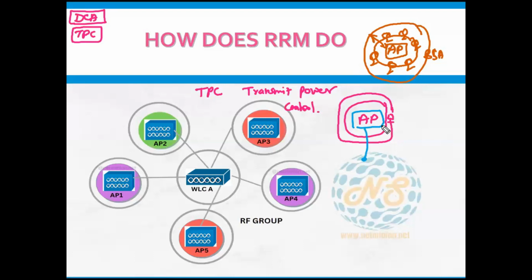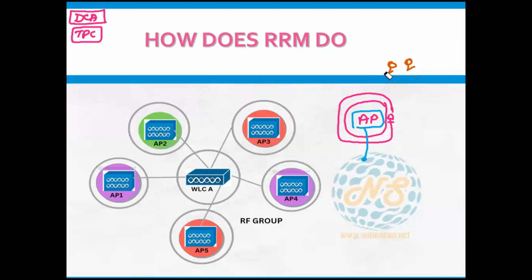And that transmission of power control is done by whom? This signal strength, power control, range, coverage. So that is named TPC, transmit power control. So the range, the coverage. Please go through this video again. You will understand more.